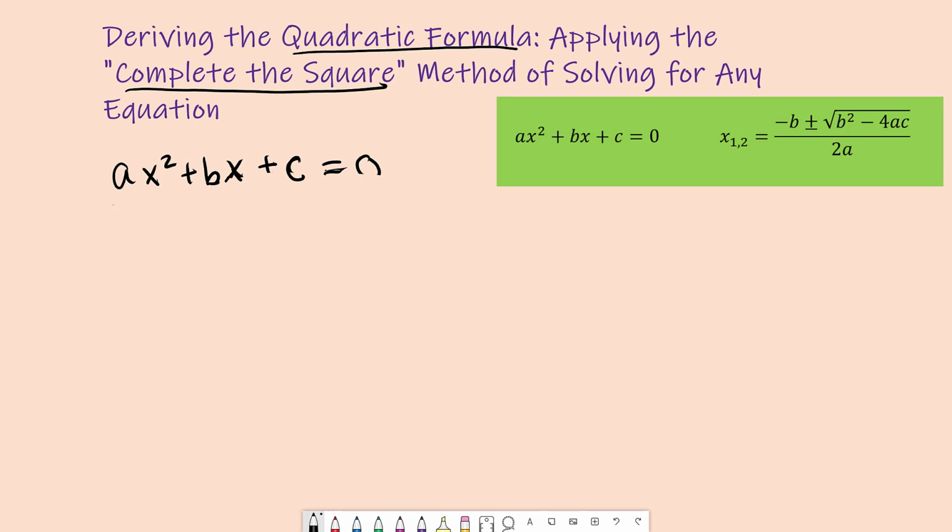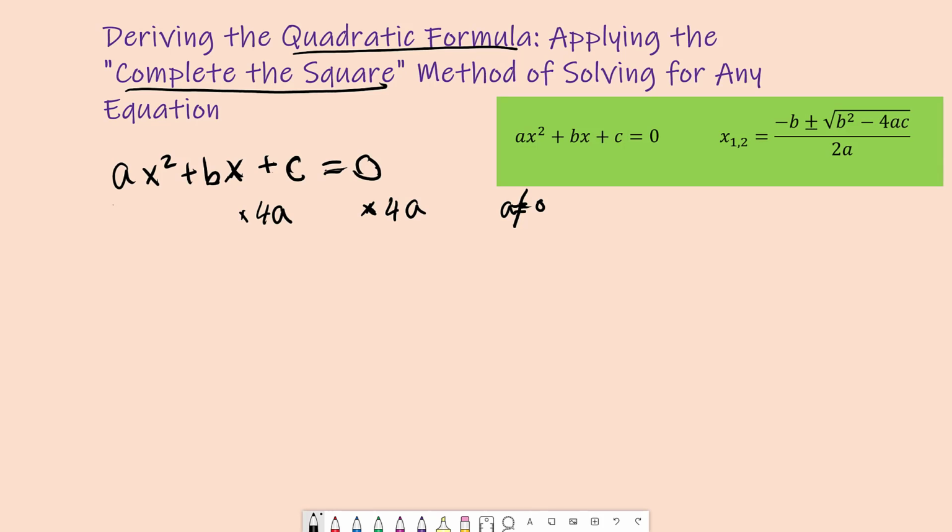Okay, so we have our equation, and the first step I'm going to take is to multiply both sides of this equation by 4a. I can use the multiplication property of equations, where if I do something to one side of the equation, I do it to the other as well. When am I not allowed to do this? When a equals 0. But in our case, a does not equal 0.